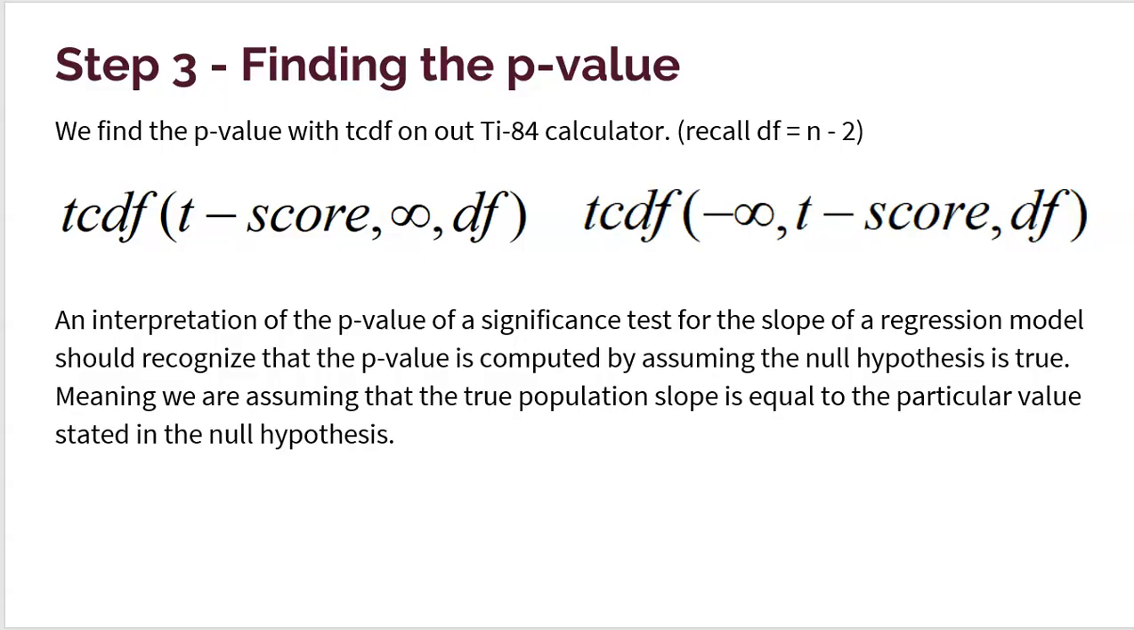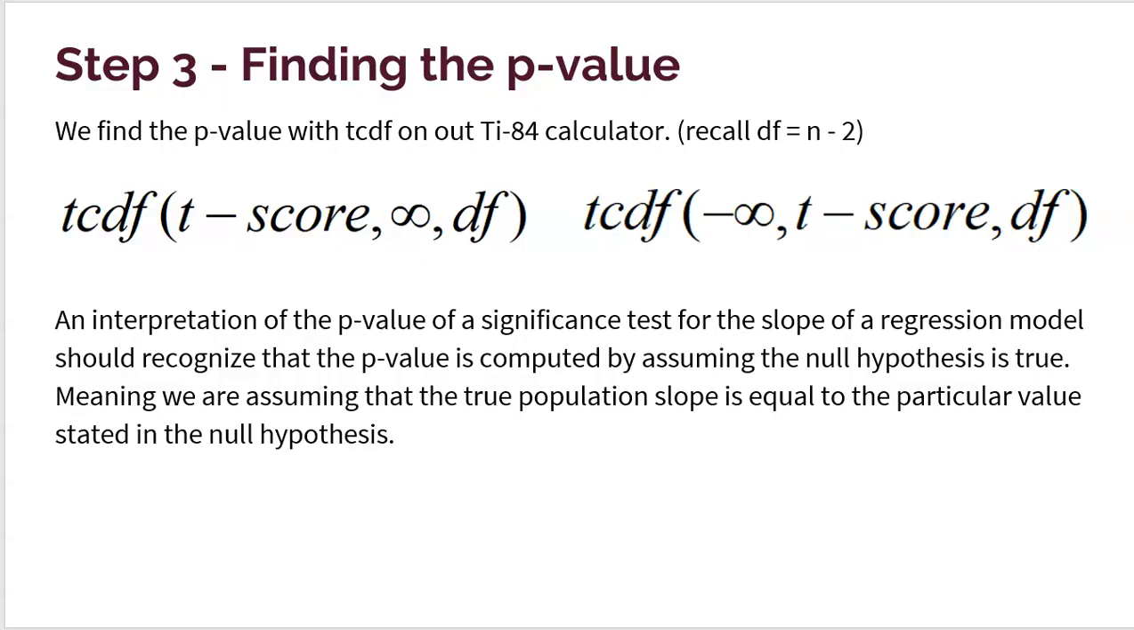Is our sample slope really, really high, which shows that the null that's in the center is completely not right? Or maybe it's really, really low, which again would show that the null that we thought was in the center is not right. That's what we're trying to do here. So to get that p-value, we are going to use tcdf. Remember, these are t-scores. We're using tcdf.